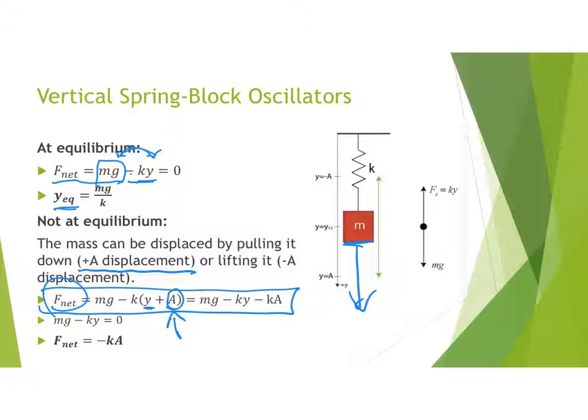And I'm going to set that equal to mg minus ky, or in other words, the force of the spring minus the force that I applied. So that's one way we can set those all equal to each other. So the net force is equal to negative k times the additional amplitude. So you might be thinking, why did I even go through this?